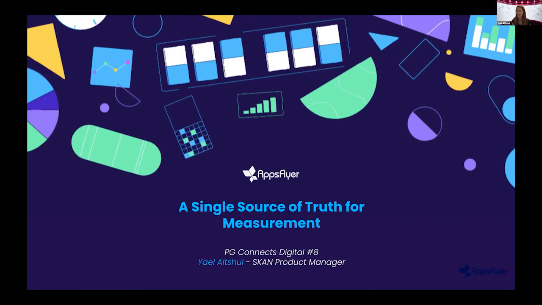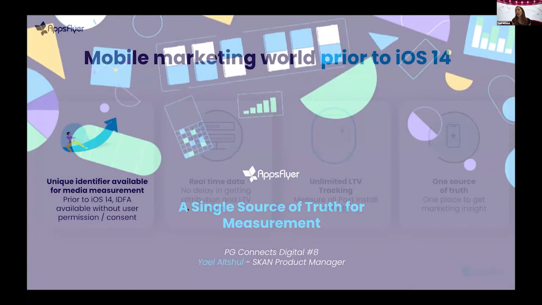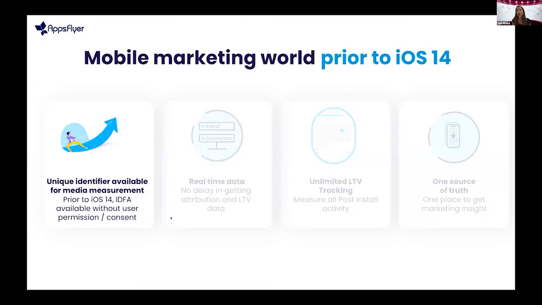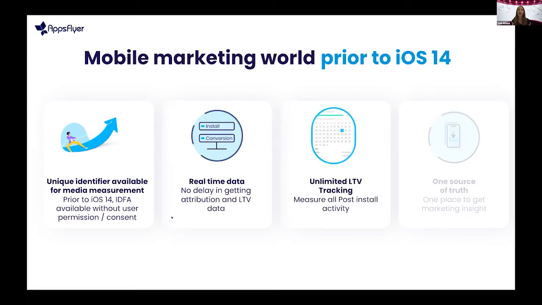So let's just start. The mobile marketing industry used to have a unique identifier, which was the gold standard for user-level matching between ad engagement, installs, and then in-app events. Advertisers also had real-time data that helped them to optimize and make decisions on the spot. They also had unlimited LTV tracking and one source of truth where they could optimize campaigns and make decisions.